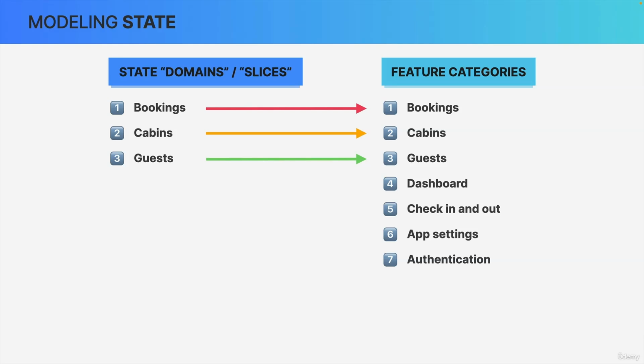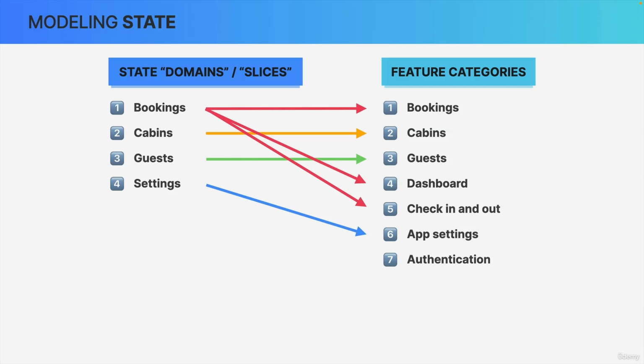Next up, we have the dashboard and the check-in and check-out features, which can both be powered also by the bookings state. So the dashboard will simply display a few statistics about recent bookings, and the check-in feature is basically all about updating the booking of a certain user from checked out to checked in, or also the other way around for checkout. So again, these two, all they are going to need is just the booking state or the bookings data. Next up, we have the application settings, which will require its own state slice.